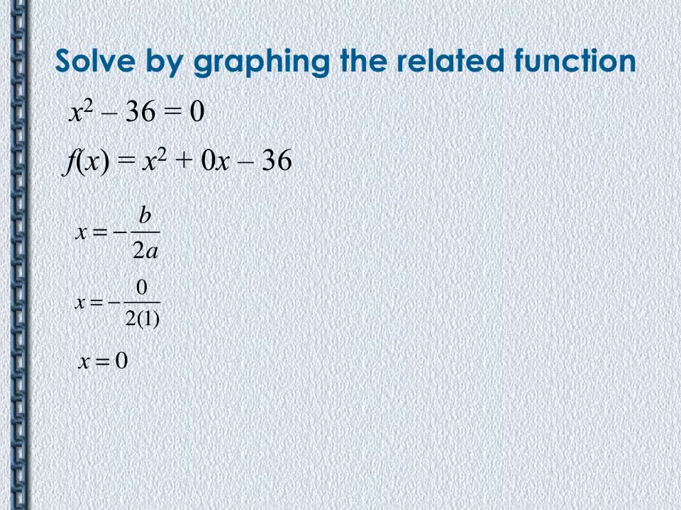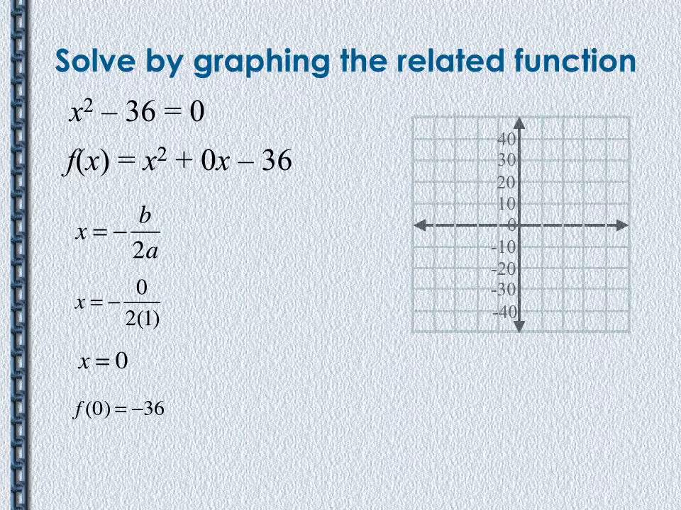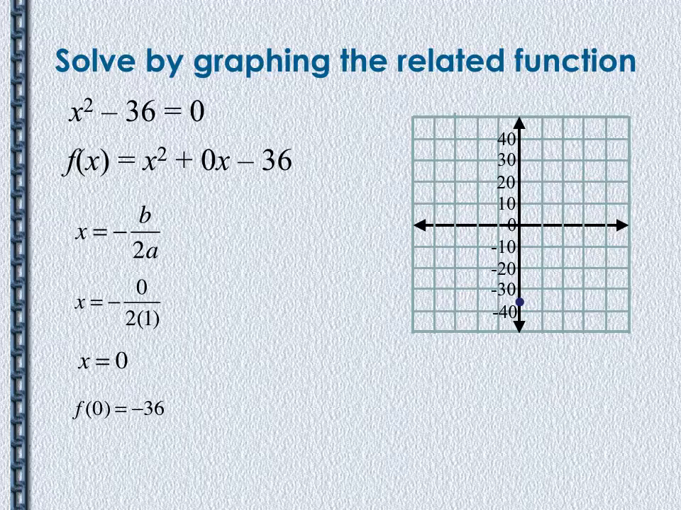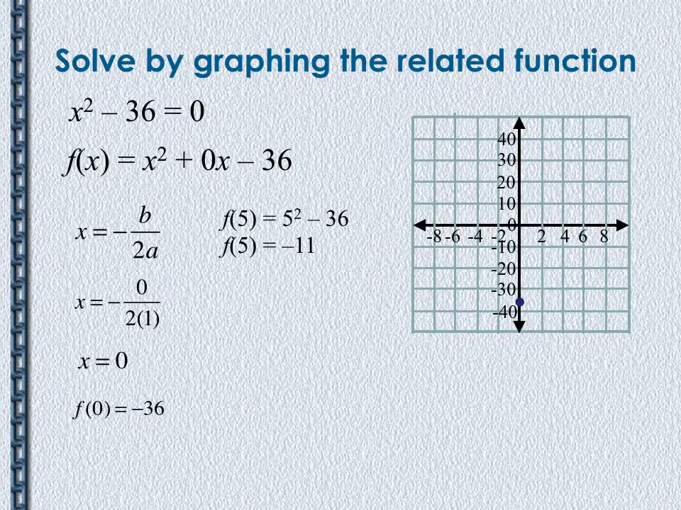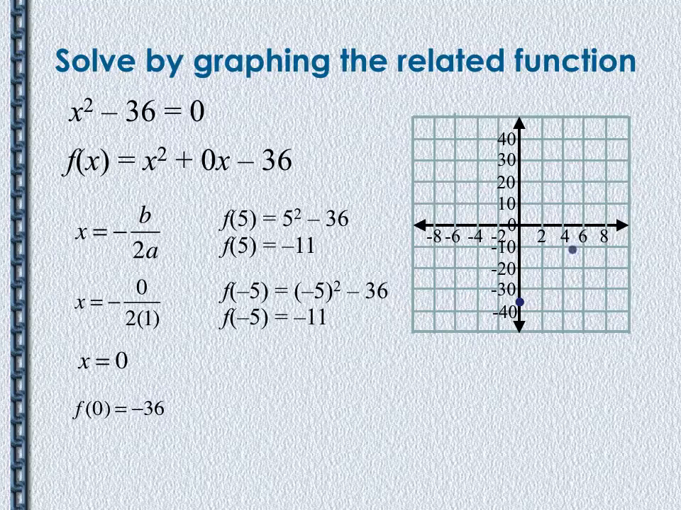The y value of the vertex can be found by substituting 0 in place of x in my function. So on my coordinate plane, 0, negative 36 will be my vertex. This quadratic function will open up. So let's find f of 5. Just by substituting 5 in place of x in the function, we know 5, negative 11 and negative 5, negative 11 will both lie on this curve.